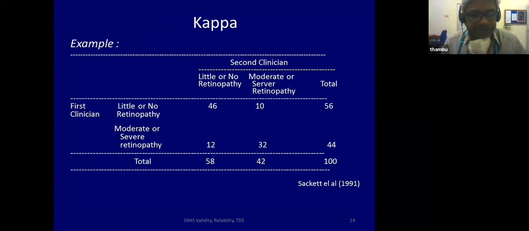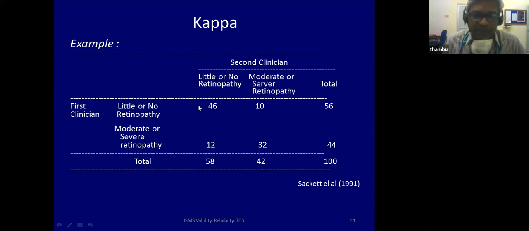So in kappa test, let us see this example. This is taken from David Sackett's book in 1991. And I would like to acknowledge that I have got a lot of material from Dr. J. Seelan. So I'm very thankful to him for sharing this material with me to use to teach you all. So there are two clinicians who are looking at the eye of a diabetic patient. And the diabetic patient can have no retinal injury, which is no retinopathy, or he can have quite severe disease or moderate disease. So the same patient is looked at by two doctors, the first clinician and the second clinician. So a total of 100 patients are looked at by both people.